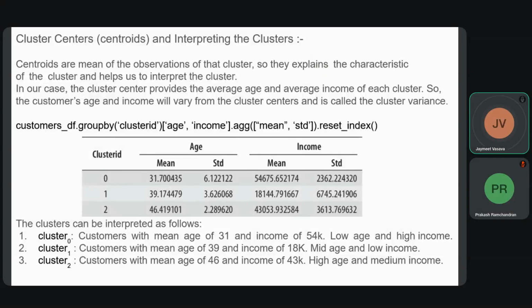So interpreting the clusters. Centroids are the mean of the observations, and so they explain the characteristics of the cluster and help us interpret the cluster. So basically, centroids explain what the cluster is trying to represent. In our case, the cluster center or the centroid provides the average age and average income of each cluster. So the customers' age and income will vary with the cluster centers, and this is called the cluster variance.